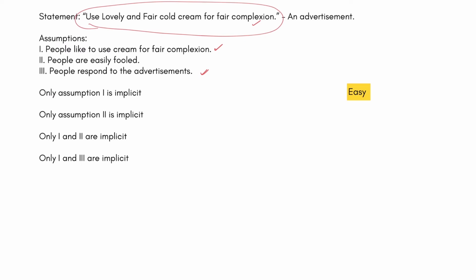Someone who wrote this statement had some assumption in his brain. So what are his assumptions? People like to use cream, yes, or else why would he have made this? People respond to advertisement, according to him. Okay, that is his assumption, that people will respond to this. People may or may not, right? Assumption is always there in the mind of a speaker. So clearly 1 and 2.